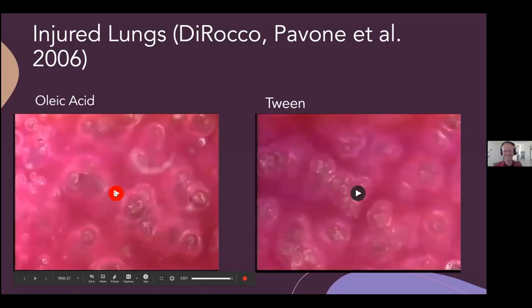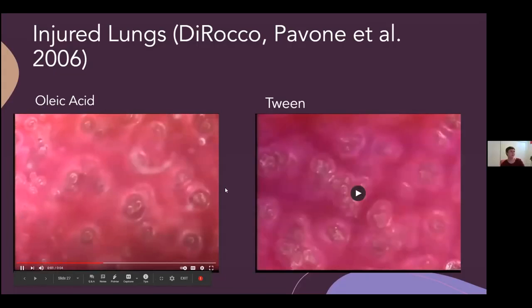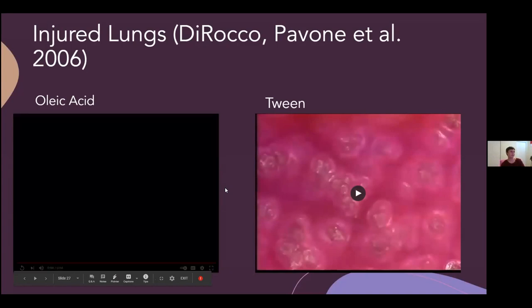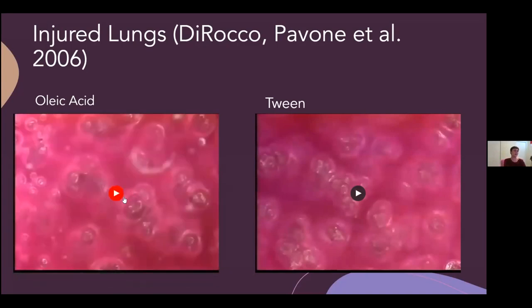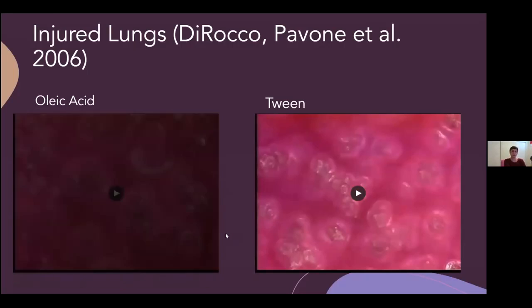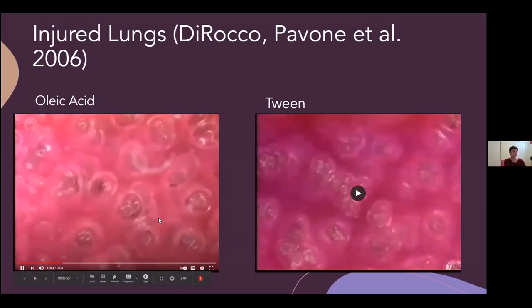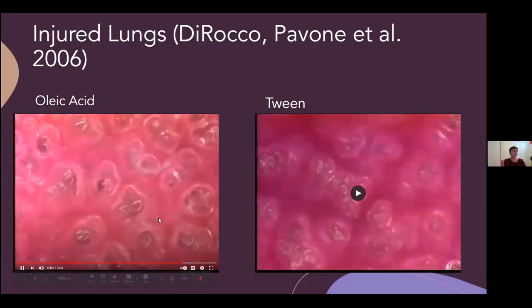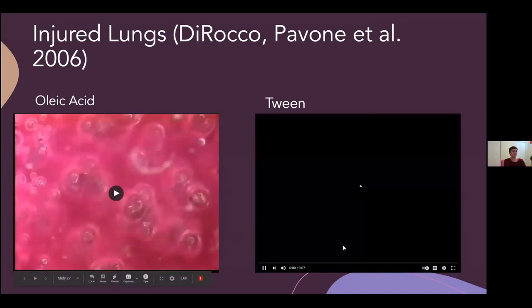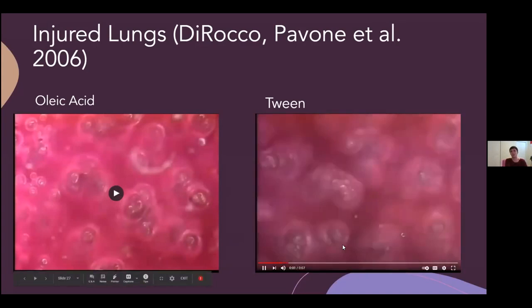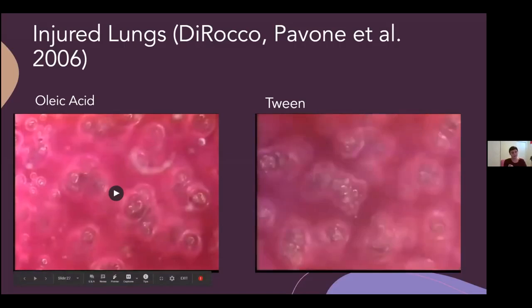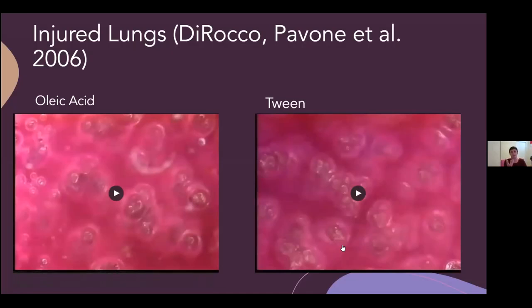Okay, this is the same setup of the alveoli that are breathing in and out, except this lung has been damaged with oleic acid. And what you can see here is that some of the alveoli are still open, but many of them are collapsing entirely at the end of the exhale. So you can't really see them anymore. And similarly, when we injure the lungs with something called Tween, which is a soap, you see a similar pattern where they're collapsing entirely at the end of the exhale, and then they're opening back up and collapsing entirely. And this is something that's really injurious for your lungs. It's not good for your alveoli to collapse.